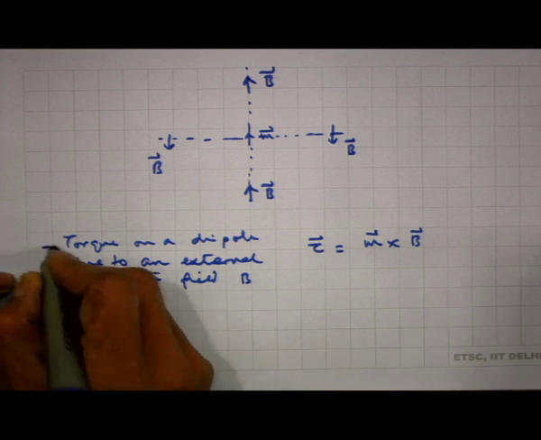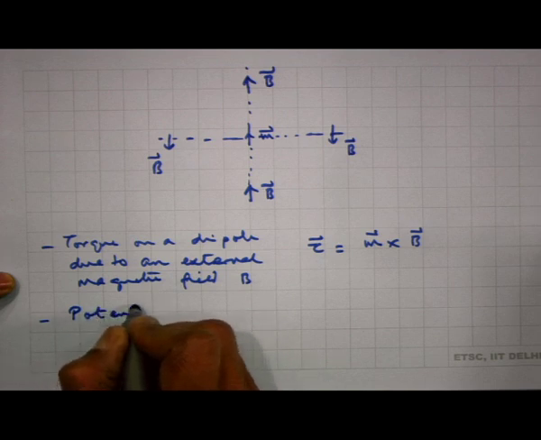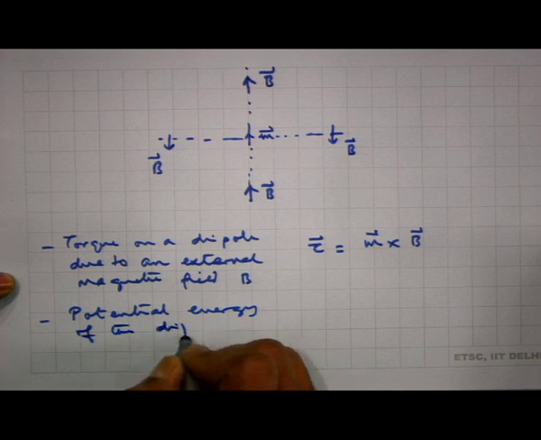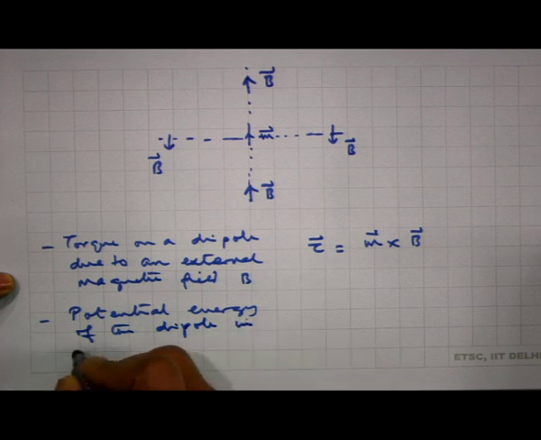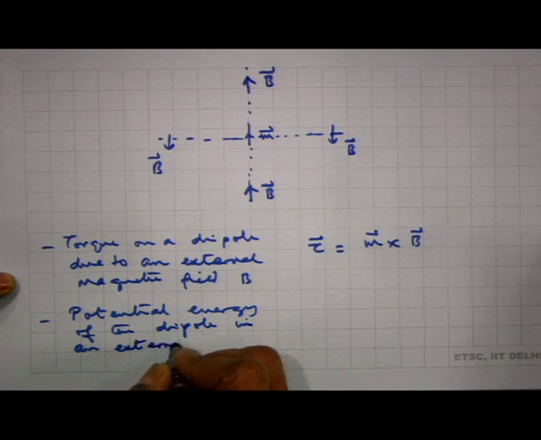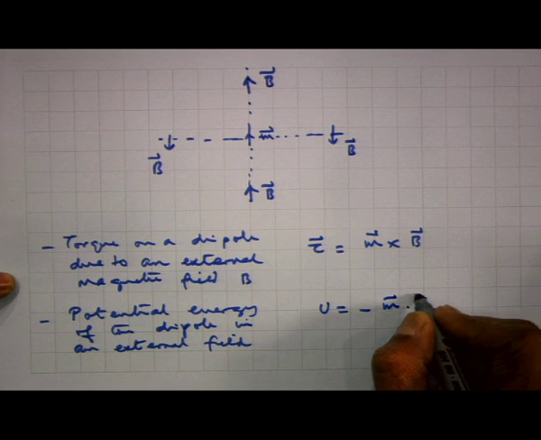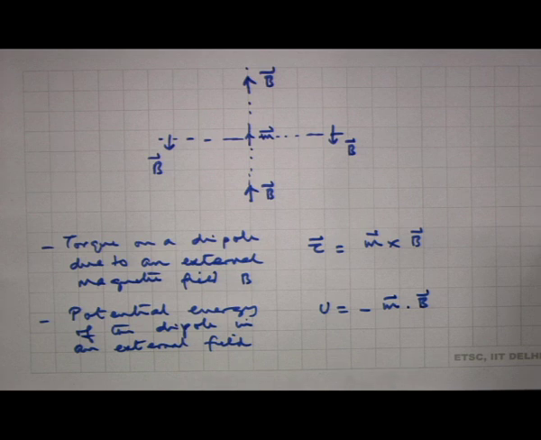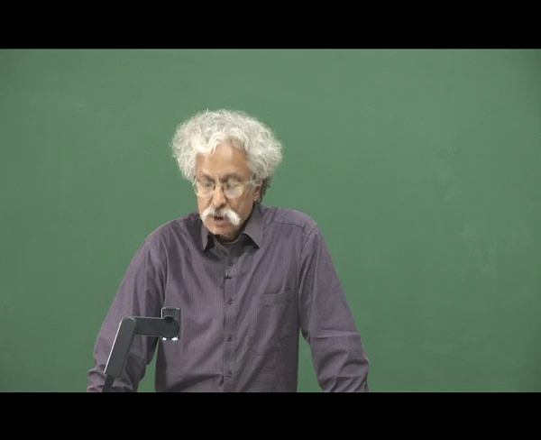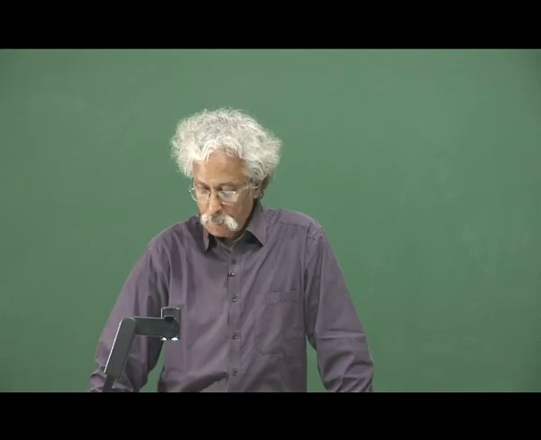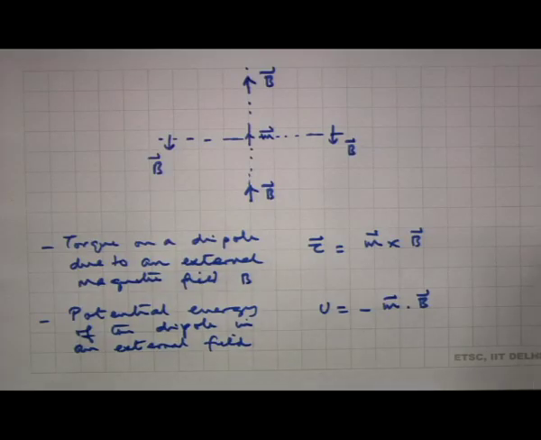We had also calculated the potential energy of the dipole in an external field, U is equal to minus m dot B. That is the potential energy, and the zero of the potential energy is assumed to be when m and B are perpendicular to each other. The external field tends to align the dipole parallel to the magnetic field, where the potential energy is minimum and equal to minus mB. When m and B are parallel, the potential energy is minimum, that is minus mB, and when m and B are anti-parallel, the potential energy is maximum, and that is plus mB.